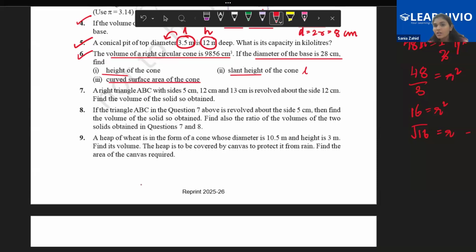First, find the height. From the height, you can find the slant height. Why? Because height, radius and slant height have a relation. And then when you've got all these three quantities, you can come to the CSA. What is the CSA of a cone?